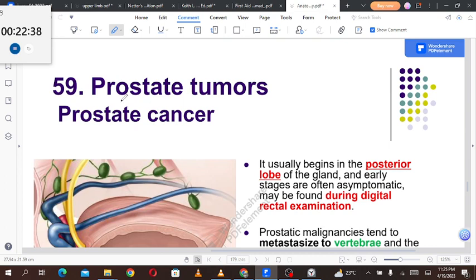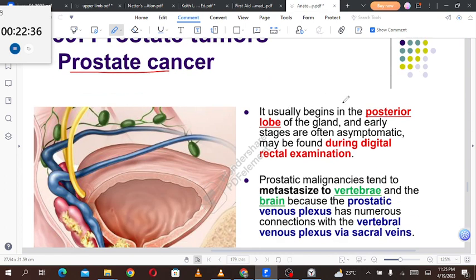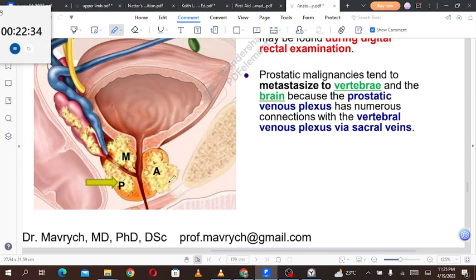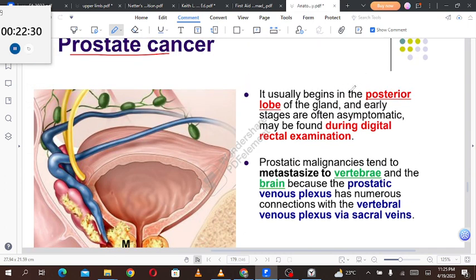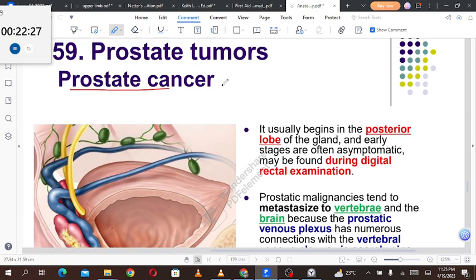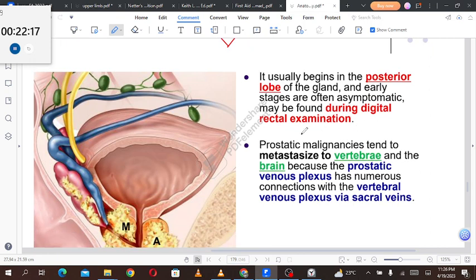Point number 59 is about prostate tumors and prostate cancer. So here is the prostate gland, and there is a lot of malignancy going on with that. It usually begins in the posterior lobe. Now we are talking about prostate cancer, not benign prostatic hyperplasia or stuff like that. We are talking about full-blown prostate cancer. It usually begins in the posterior lobe of the gland, and early stages are often asymptomatic and may be found during the digital rectal examination.